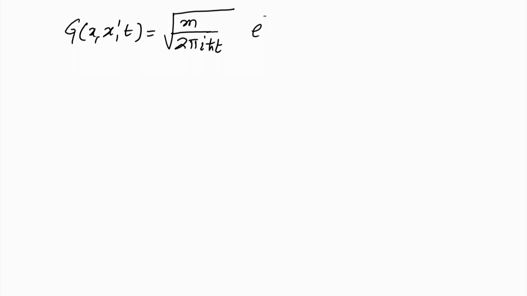This integral can be evaluated easily, and one can write g of x, x prime, t equal to the square root of m over 2 pi i h cross t, times exponential of minus m x minus x prime squared divided by 2 i h cross t.